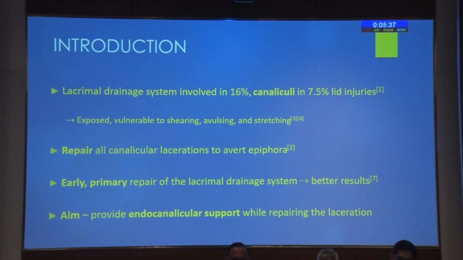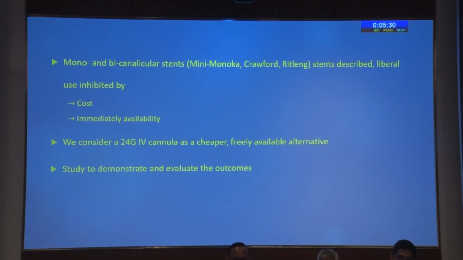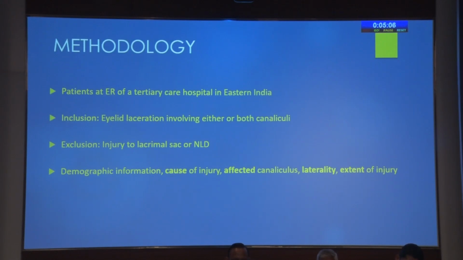The aim is to provide endocanalicular support while repairing the laceration, which has been described as both mono and bicanalicular stents of silicon in the literature, but these are often prohibited due to their cost and immediate availability. So we came up with an alternative of using a 24 gauge IV cannula to cater to those patients who could not undergo a silicon stenting.